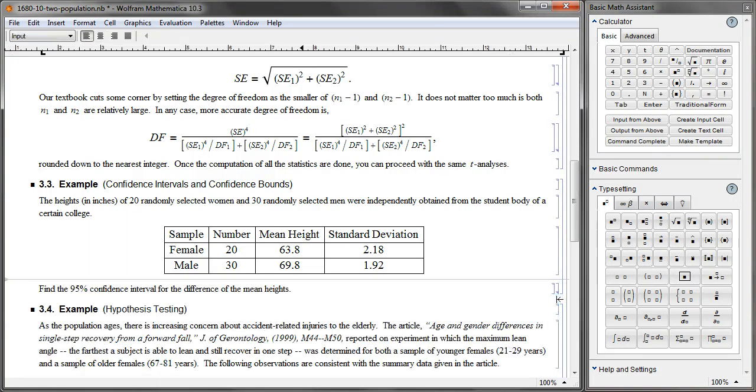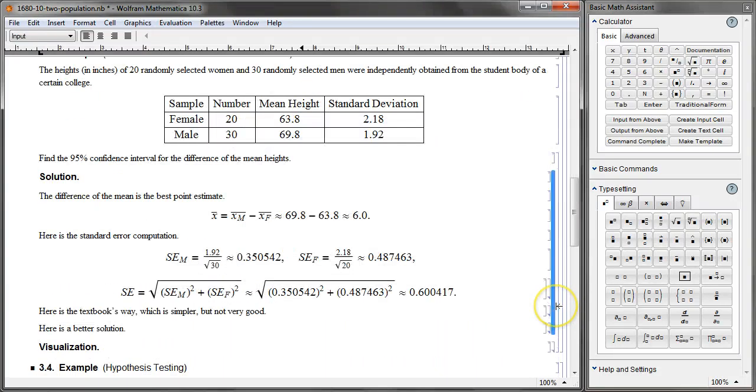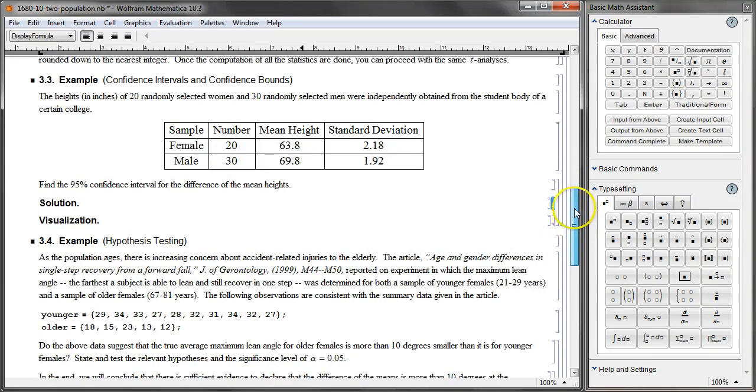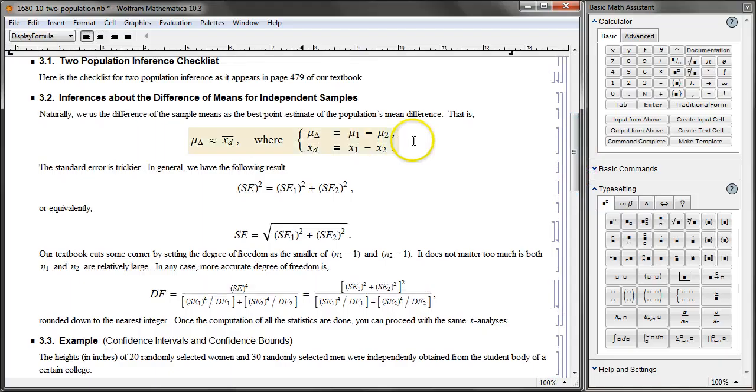As a matter of fact, let me show you. Here are the computations, and then put those results in place of the first standard error and the second standard error. You end up with 0.600 something. Oh, by the way, the best point estimate is the difference of means. Turns out the difference was 6 inches. Okay, so much for the point estimate and the standard error.